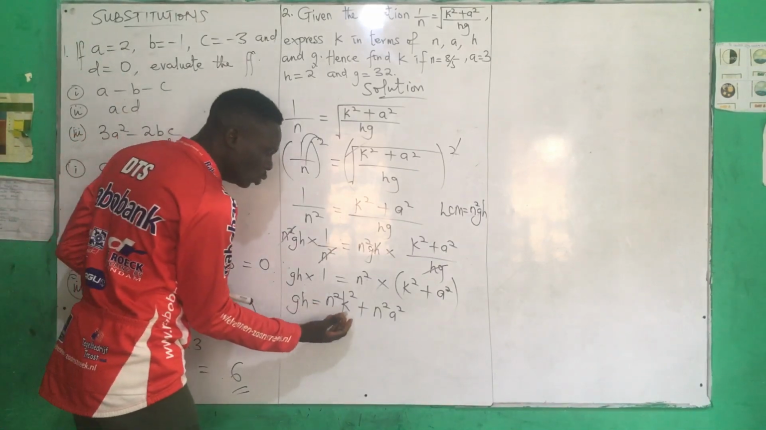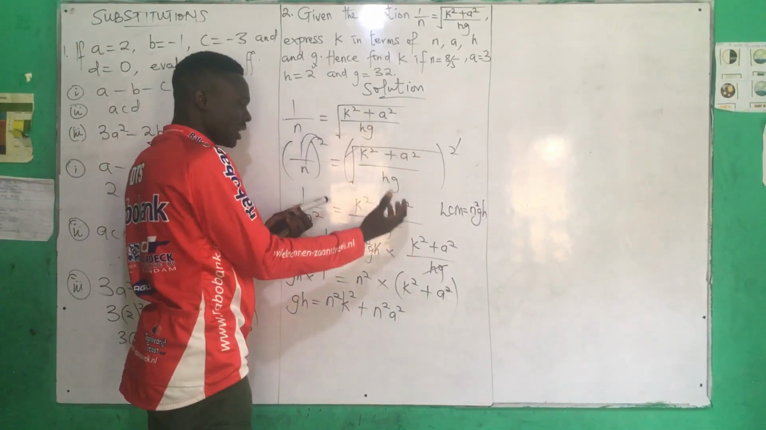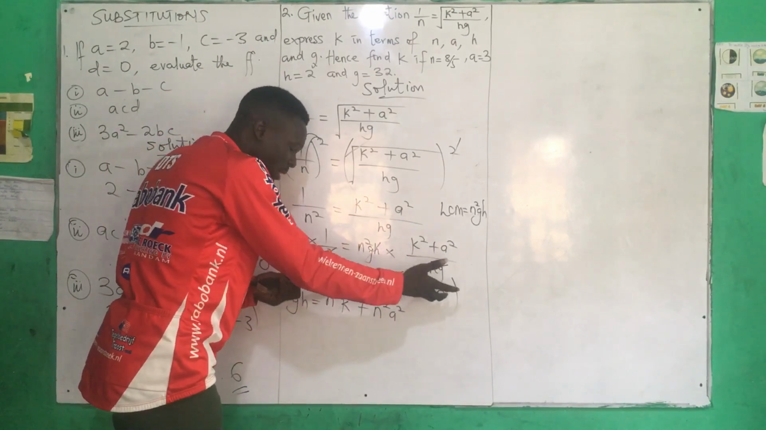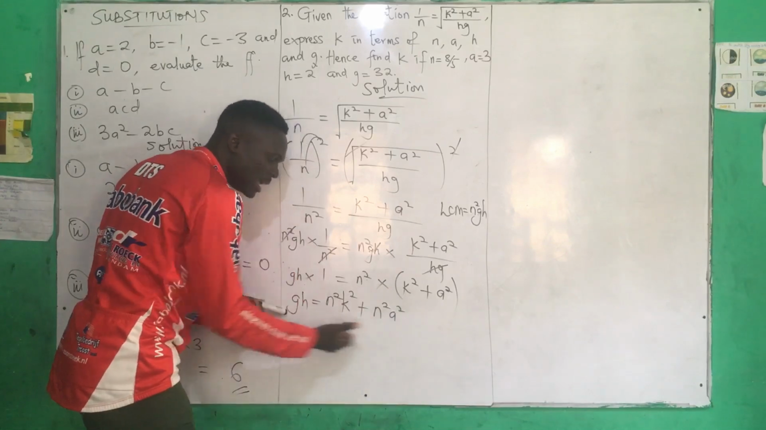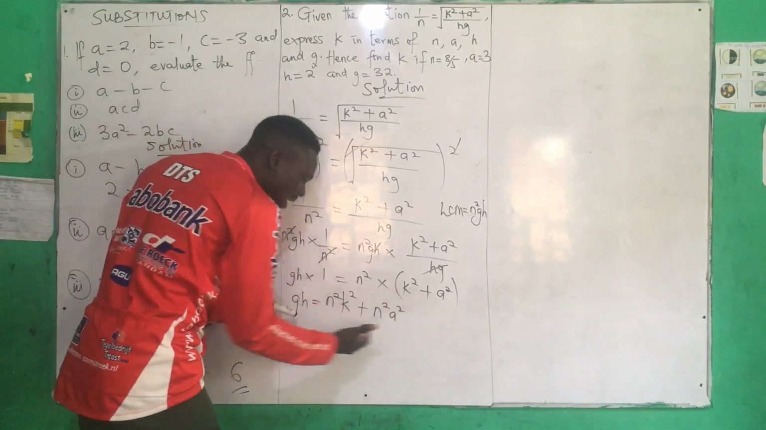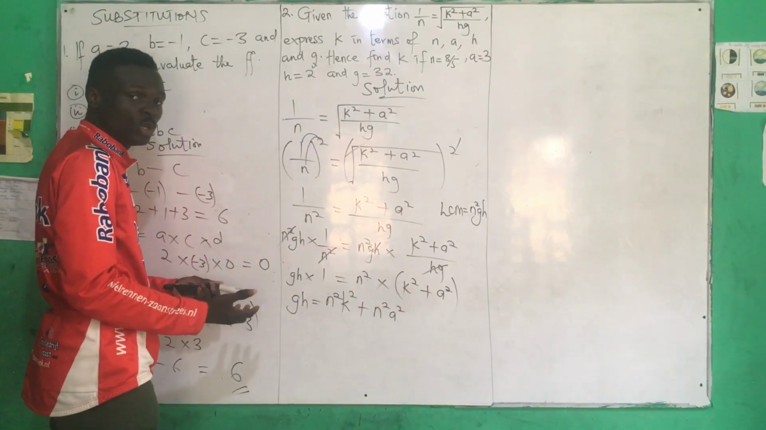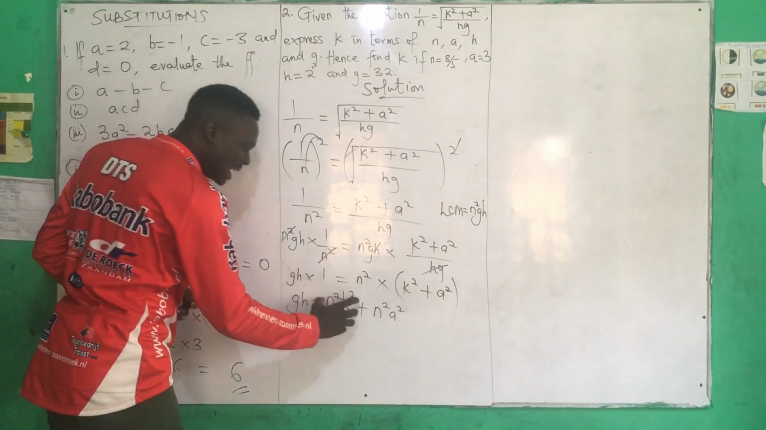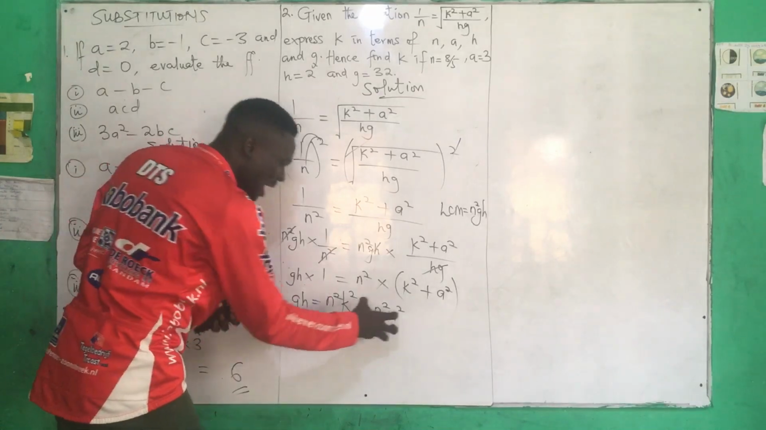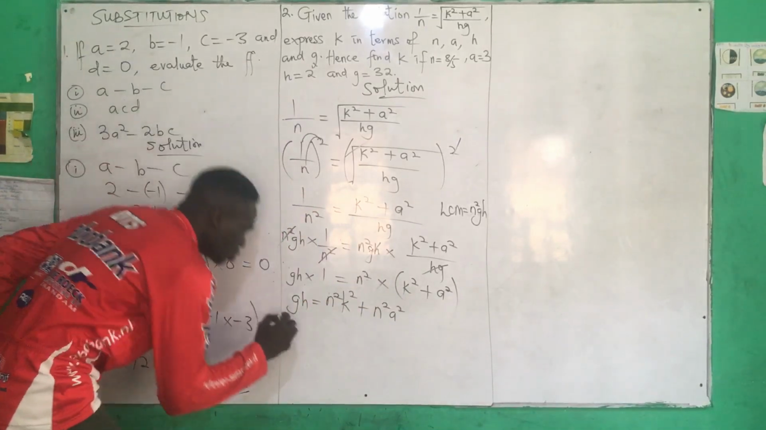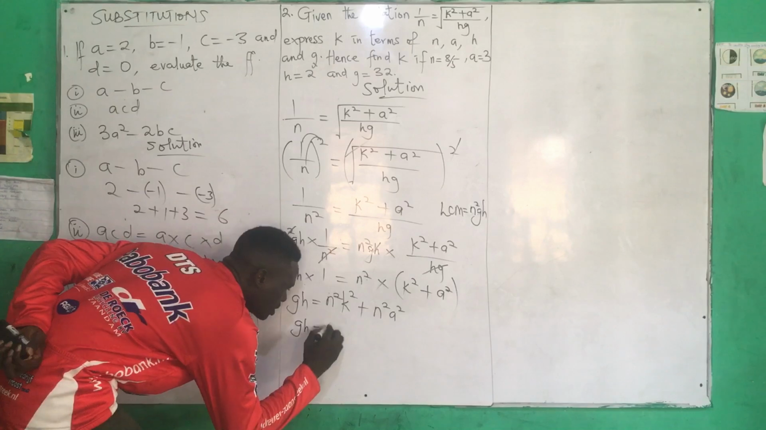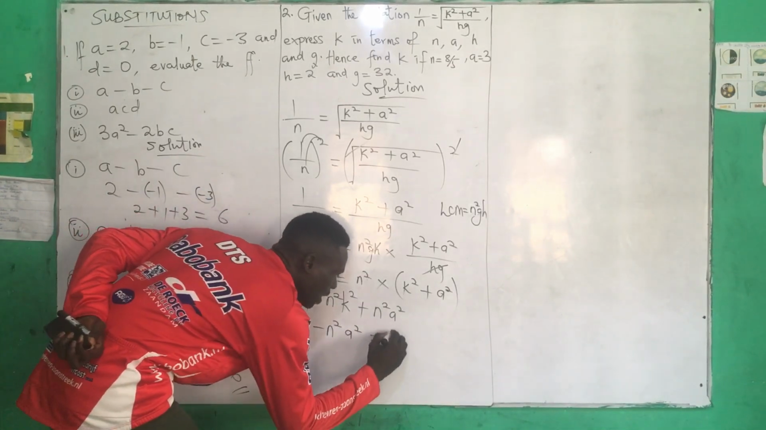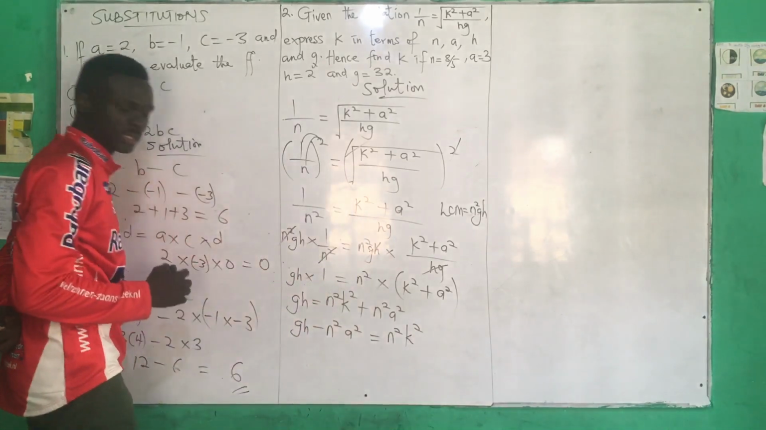Now you've been able to clear the square root, clear the fraction, and expand the bracket. Now we are having this where we are making k the subject. Now that we are making k the subject, how do we do it? We are just going to let the term with the k stand alone. So let the k term be here. And this should join the gh. So we are going to say gh minus n squared a squared is equal to n squared k squared.